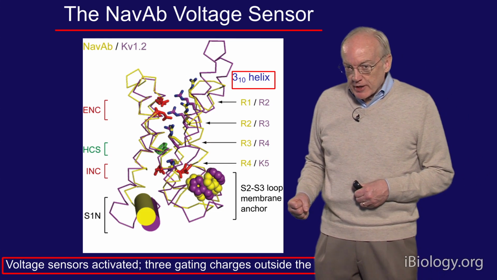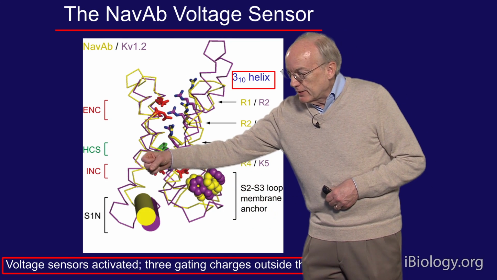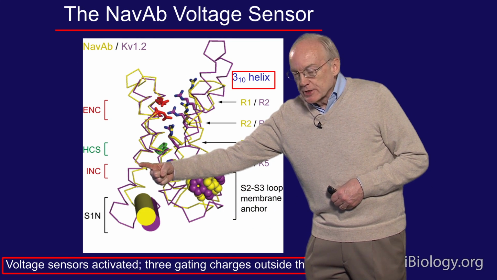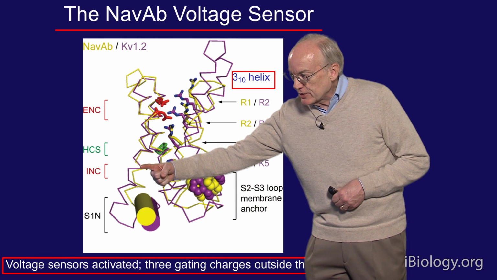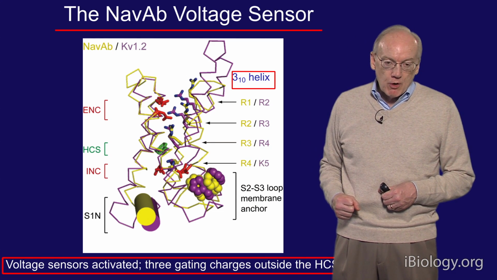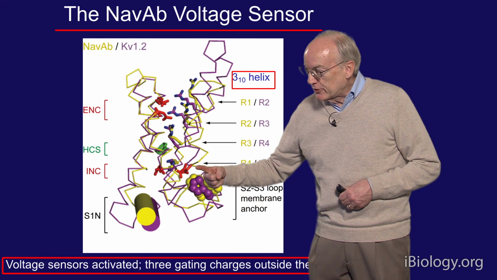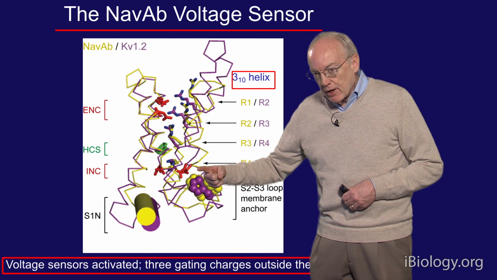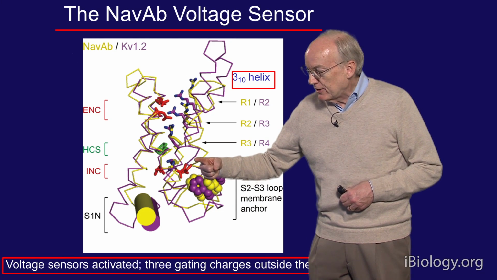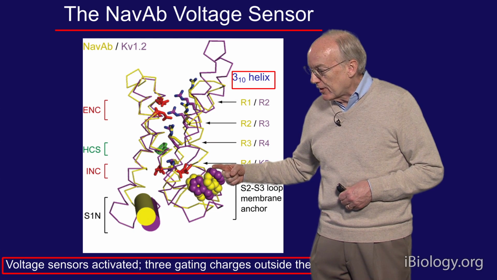Finally, on the intracellular side of the hydrophobic constriction site, and again illustrated in red, is the intracellular negative cluster, and it's composed again of negatively charged amino acid residues whose side chains are highlighted in red just here. Again, they're interacting with gating charges. They're interacting with the R4 gating charge here of NavAb.